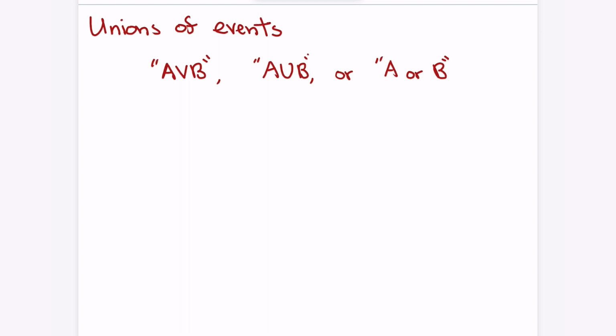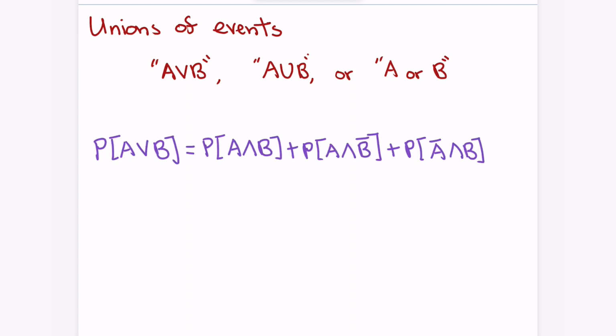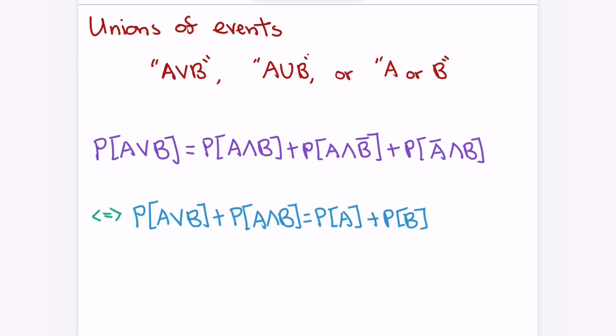Okay, so when I'm looking at the union of two events, A or B, within the event of A or B happening, I can either have only A happen, only B happen, or both happen. And they're mutually exclusive. So that's what this identity describes. Okay, so it's not hard to show.